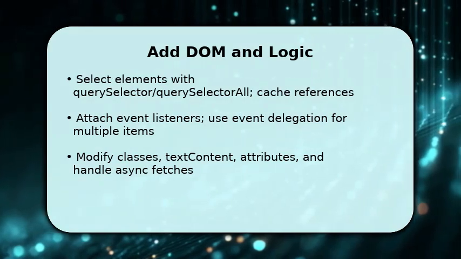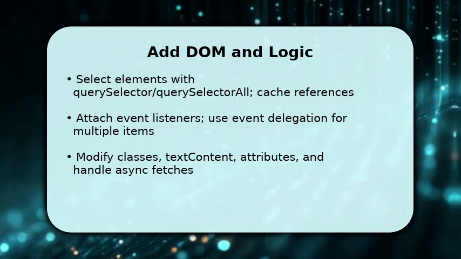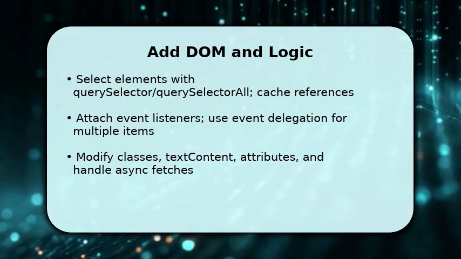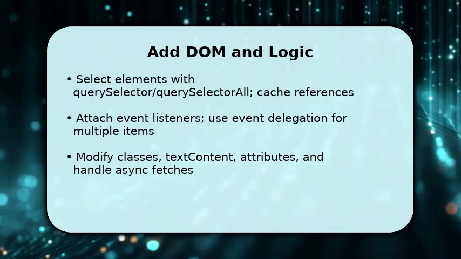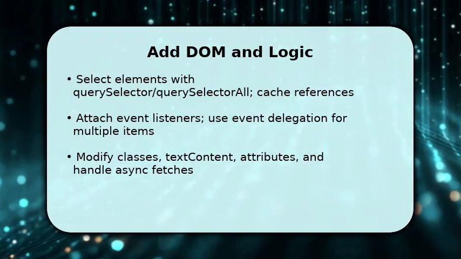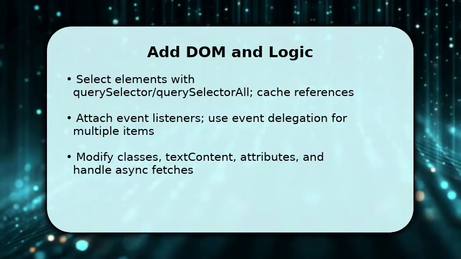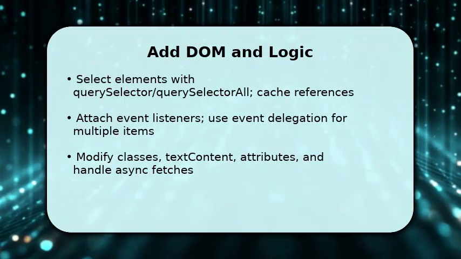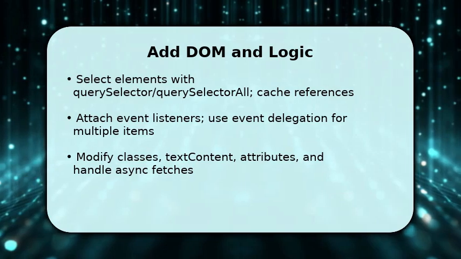You now manipulate the page. Grab DOM nodes with querySelector and cache them to avoid repeated lookups. This improves performance. Attach event listeners: click, input, submit, and when many similar elements exist, use event delegation to simplify code. Once events fire, update classList, textContent, or attributes to change the UI. If you need data, call fetch and await the response, then update the DOM. These steps let you transform static markup into interactive features while keeping code maintainable.